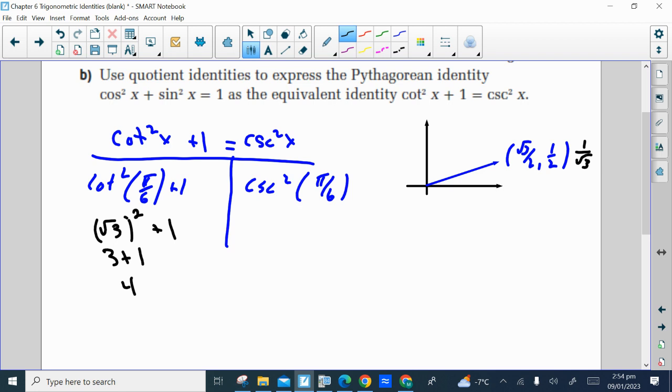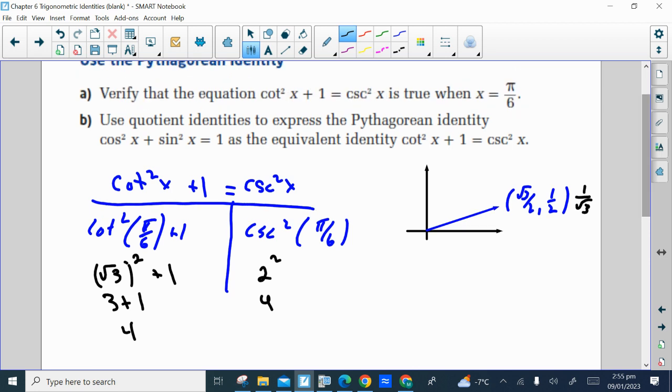On the right side, it's the cosecant of pi on 6 all squared. The cosecant is the reciprocal of sine. The sine is 1 over 2, so the cosecant will be 2 over 1. That needs to be squared, and you get the same number there as well. So we've just shown that that equation is true when x equals pi on 6 radians.